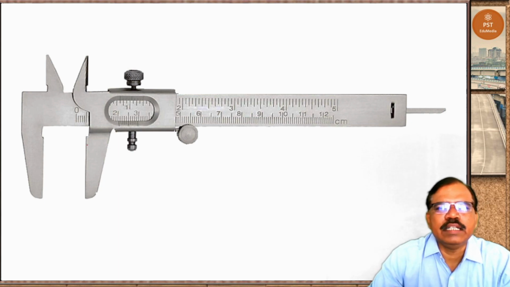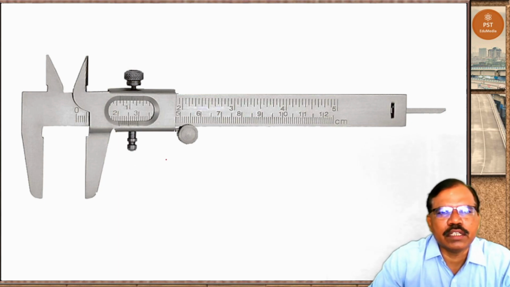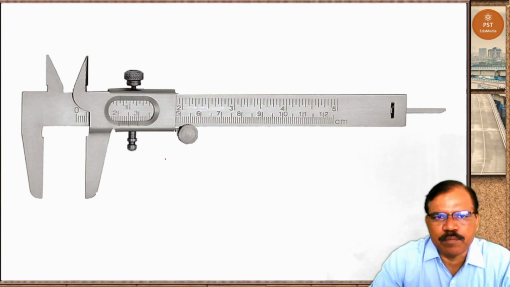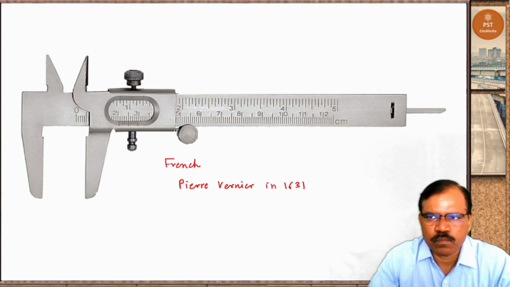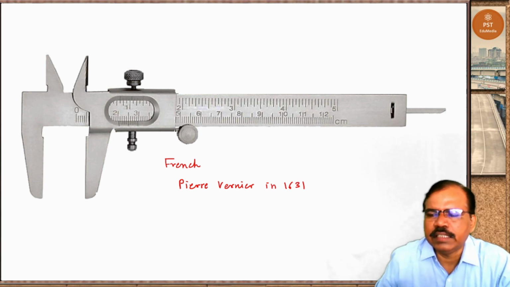Now this vernier caliper was invented by the French mathematician Pierre Vernier in 1631. Now we will see what are the parts of vernier caliper.